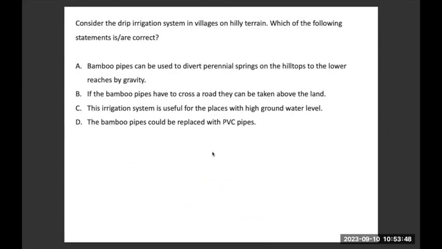You're asked to consider a drip irrigation system in villages on hilly terrain. The terrain is hilly. Drip irrigation system is under consideration. Which of the following statement or statements are true? One or more options are possible. Option A: Bamboo pipes can be used to divert perennial springs on the hilltops to lower reaches by gravity. Please remember, this is describing using bamboo pipes to divert springs from hilltops to the lower reaches by gravity.